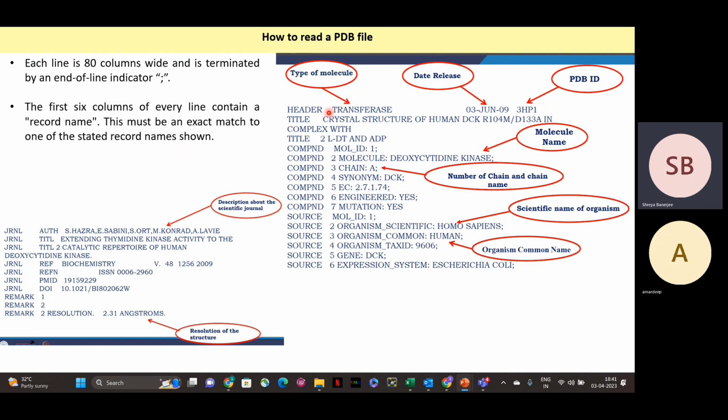So in the PDB file, you can see in the first line, the type of molecule will be mentioned, which in this case is a transferase. The date at which this data was released will be mentioned, and the PDB ID will also be mentioned. Then if you go down, you can see it's written MOLECULE. So this is the name of the molecule, which over here is deoxycytidine kinase. The chain number and name is also given. The scientific name of the organism is given, and the common name is given. So the scientific name Homo sapiens is mentioned, and below that, the organism common name human is mentioned. Then the author details will be given, that is, the authors who have deposited this structure, and the resolution of the structure will be mentioned, which in this case is 2.31 angstrom.